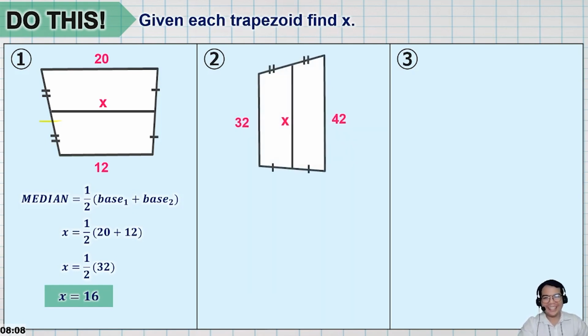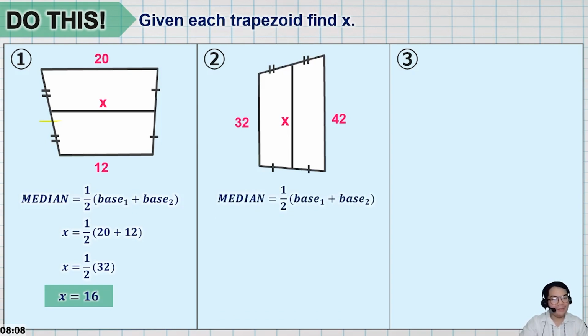Anyway, let's continue with number 2. Ano sa tingin niyo yung sagot dyan? Sige, kayo naman. Type nyo sa chat box. If both of the bases measure 32 and 42, what do you think is the measurement of the median? Marami ako nakikita sa chat box na 37. Yan, 27. Tignan natin kung ano sa dalawa ang tama.